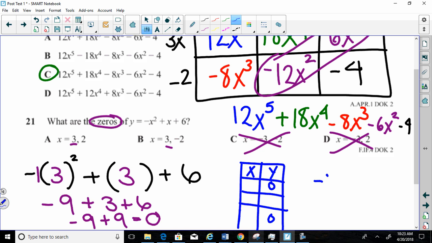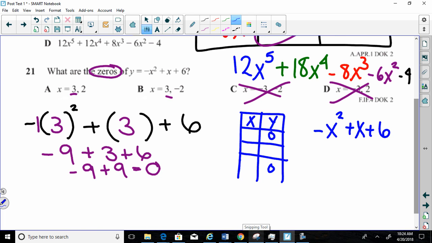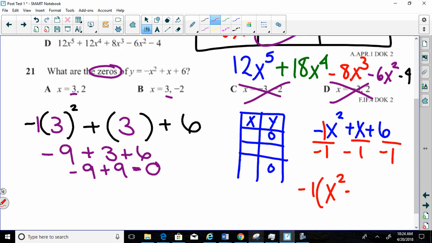The easiest way, I think, is to factor it. But first, what number is it? What is in front of the x squared? -1. I need it to be x squared. So how do I make that into a positive? What do I have to divide by? -1. So that's going to go right here. I get x squared minus 1x minus 6.